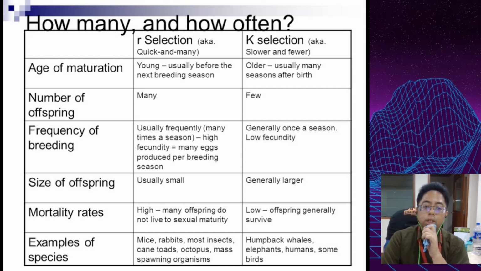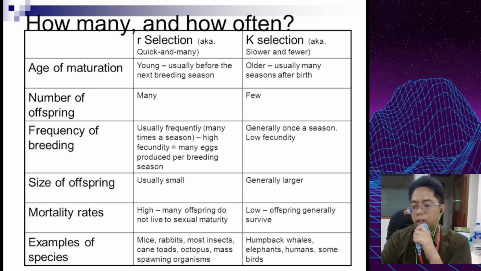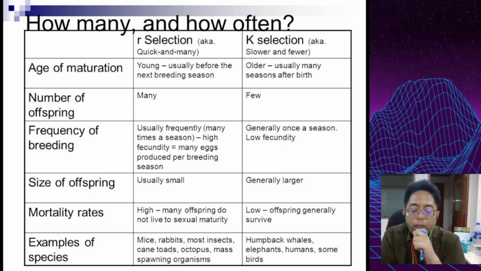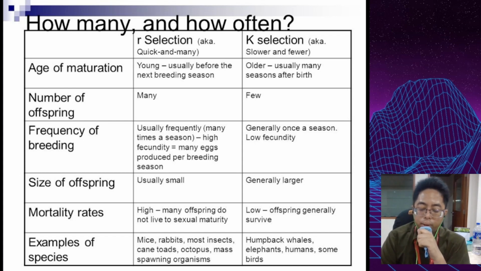So it is older, many seasons after birth. What about the number of offspring? For R selection, many. For cats, another example, you can usually see 3 to 4 kittens in a litter. For rats, even more. But for humans, 1 child, or maybe 2 if you have twins, per birth. So K selection usually has few.